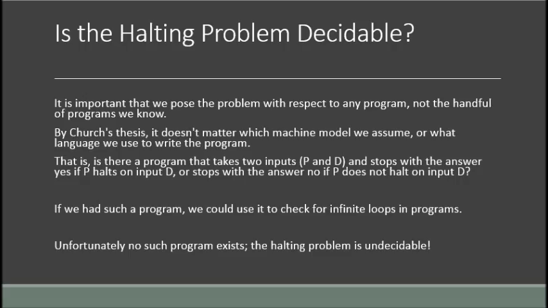It is important that we pose the problem with respect to any program, not the handful of programs we know. By Church's thesis, it doesn't matter which machine model we assume or what language we use to write the program. That is, is there a program that takes two inputs P and D and stops with the answer yes if P halts on input D, or stops with the answer no if P does not halt on input D?